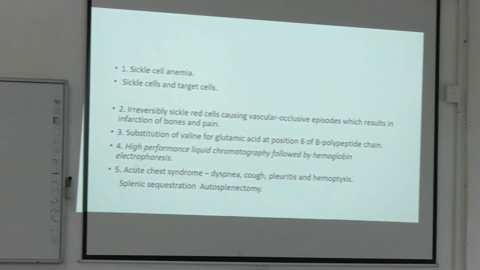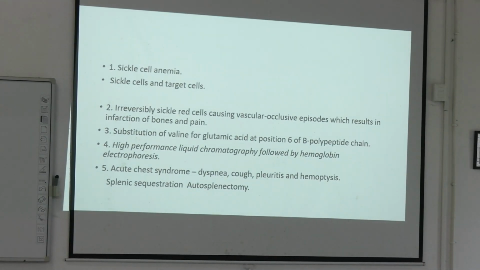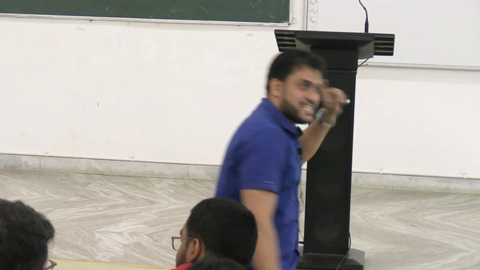One is bone pain, besides that there are many complications. Acute chest syndrome can occur if blood flow to the chest is cut off. It will be manifested as dyspnea, cough, pleuritis and hemoptysis. And splenic sequestration, what will happen? Autosplenectomy. Initially there will be splenomegaly, but with passage of time, because of infarction, because of vaso-occlusive crisis, blood won't flow to the spleen, and after a point of time the spleen will be converted into a nubbin of soft fibrous tissue, it will shrink. That is called autosplenectomy. You should know this. Thalassemia and sickle cell anemia must be known to you.